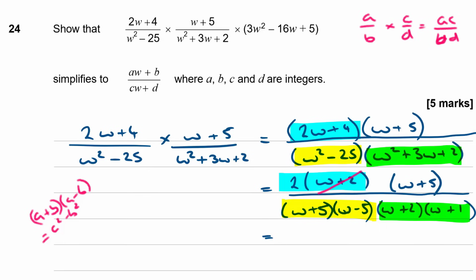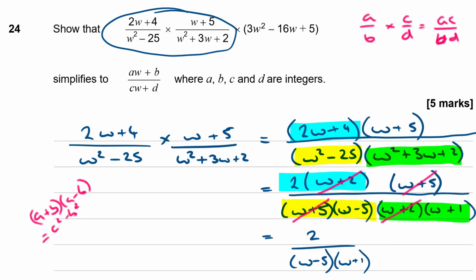So I've got a w plus 2 there, which I can cancel with that w plus 2. And I've got a w plus 5 there that cancels with that w plus 5. So they all disappear. That leaves me with 2 over w minus 5, w plus 1. Okay? So what we've done so far is multiply these two things together. Now we still need to multiply that expression with this other bit on the end here. So that's the bit we're going to do next.